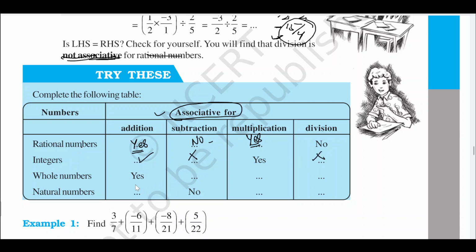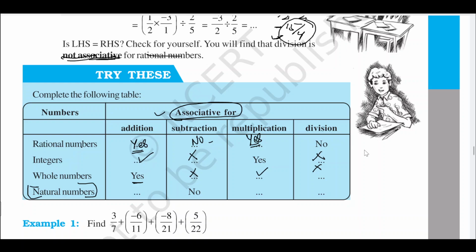Next, for whole numbers, we find that for addition, it was being followed. For subtraction, no, it was not being followed. For multiplication, it was being followed, and for division, it was not being followed. For natural numbers, we could not see. So, we will just try to ascertain whether it is being followed for addition, subtraction, multiplication, and division or not.